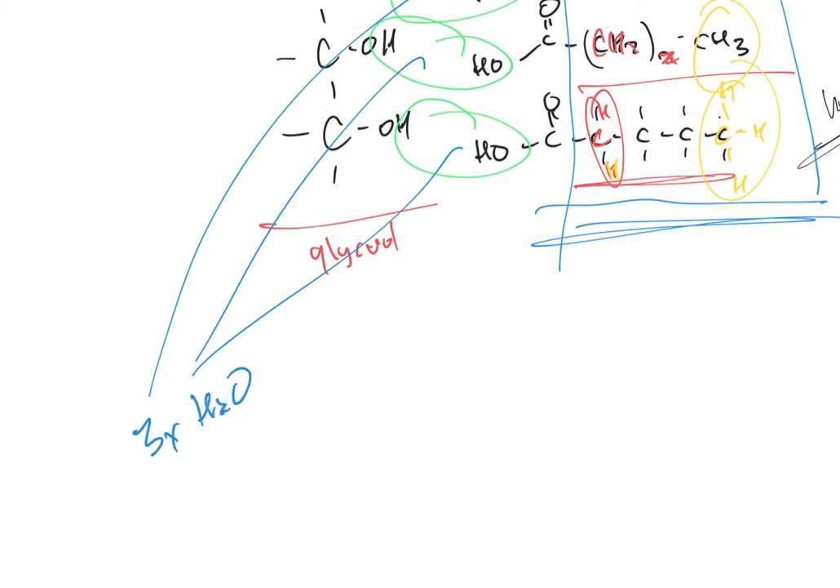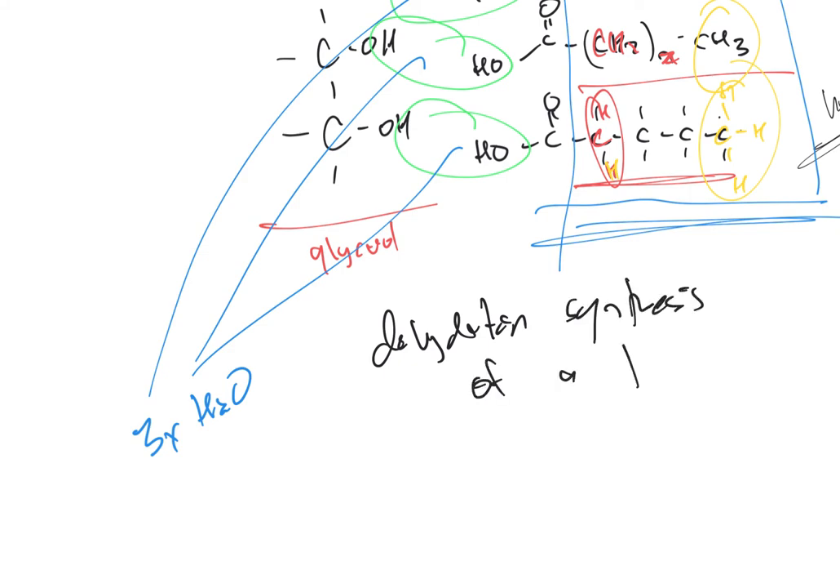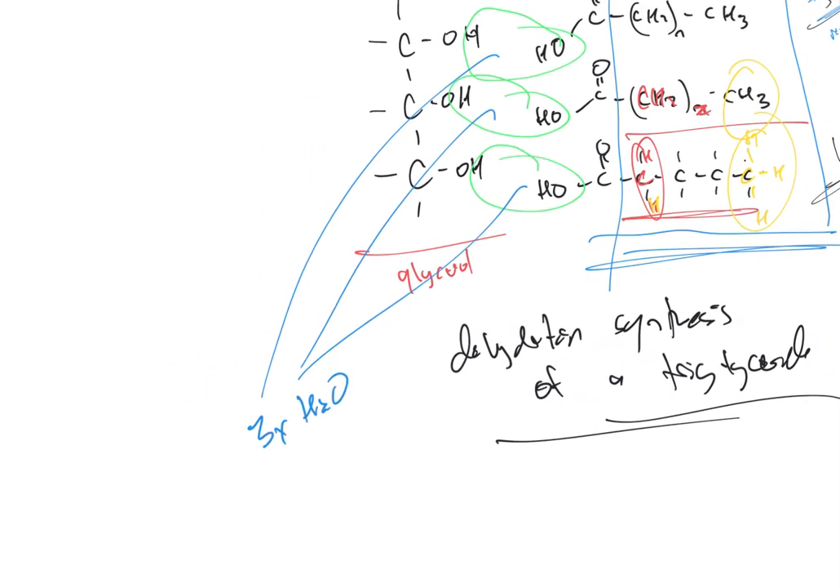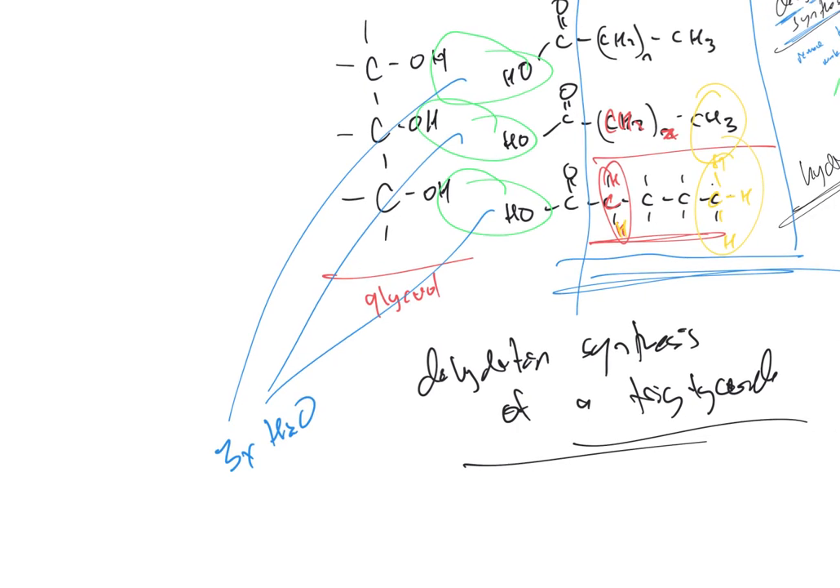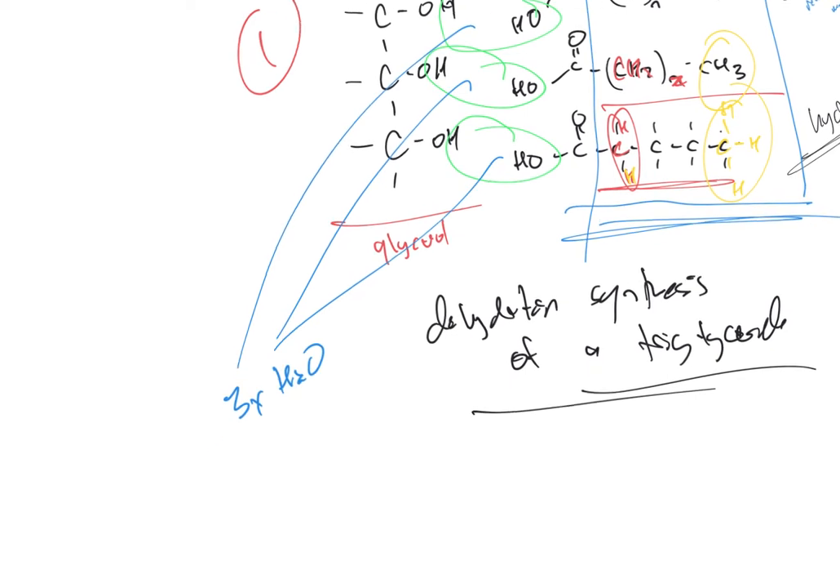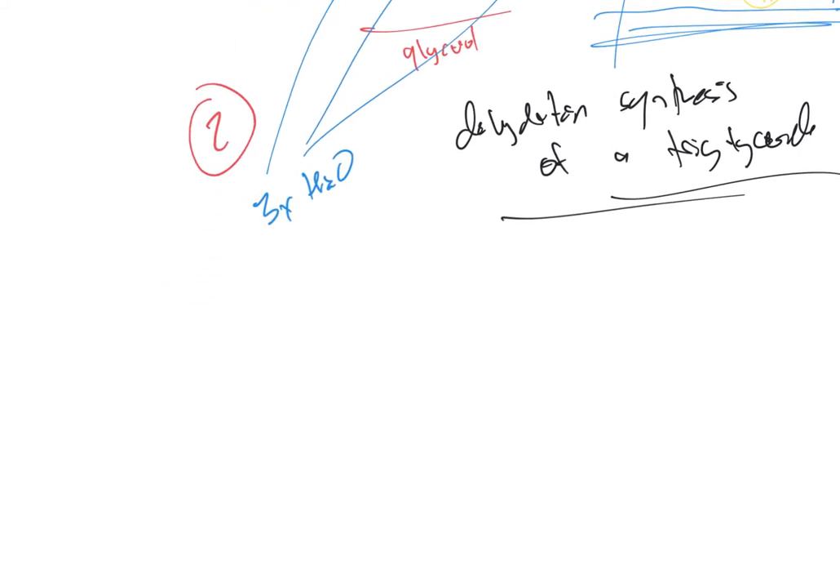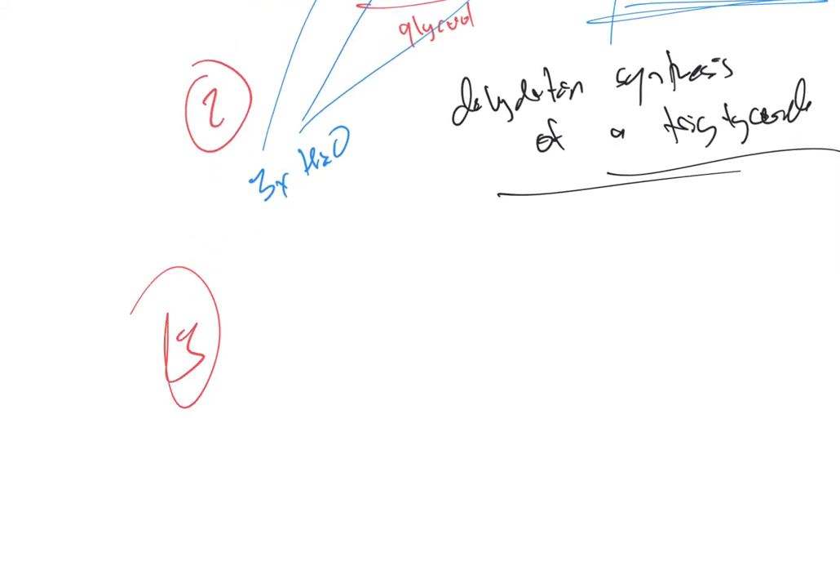Now comes the synthesis. So what am I doing here? The dehydration synthesis of a triglyceride. Okay, so step 1, I drew my step 1, fatty acids and my glycerol. Step 2, I remove the water. Step 3, the final product. So these are called ester bonds.